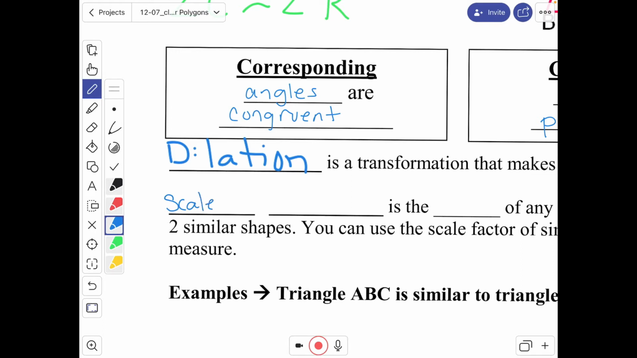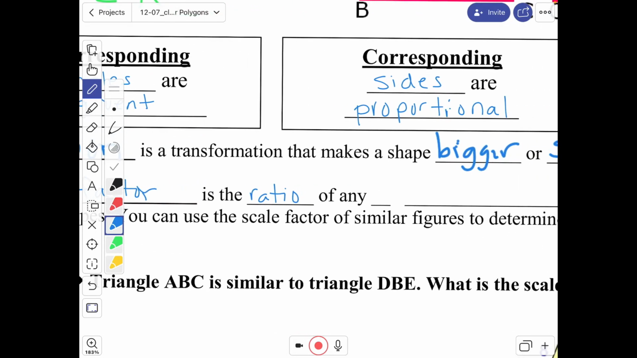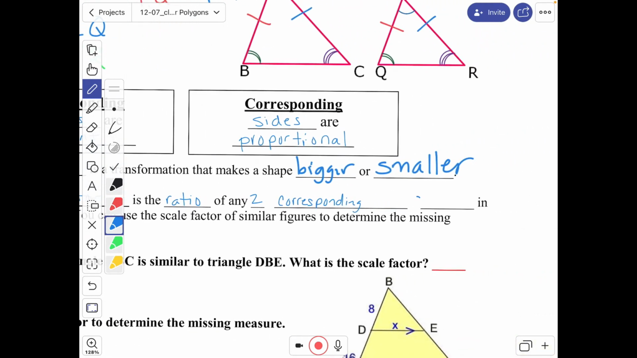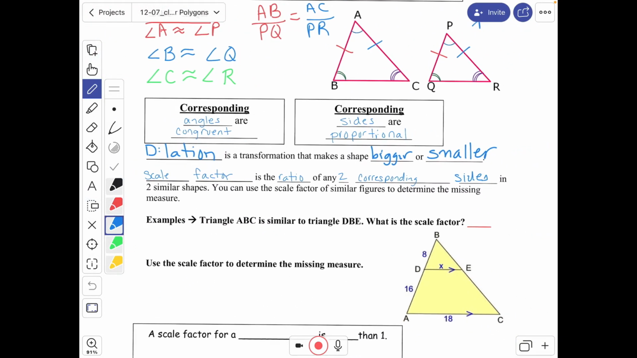Scale factor is the ratio of any two corresponding sides in two similar shapes. Scale factor is the ratio of any two corresponding sides in two similar shapes. You can use the scale factor of similar figures to determine the missing measures.